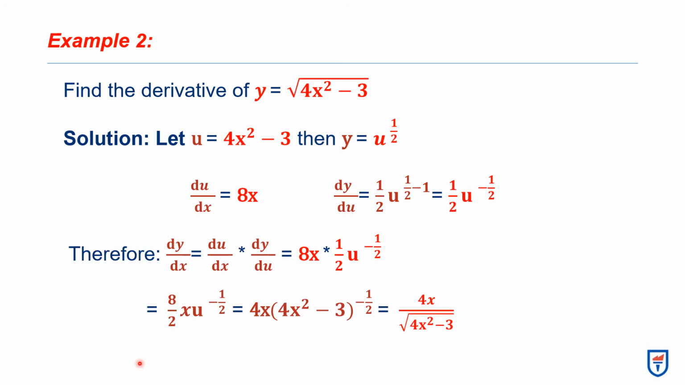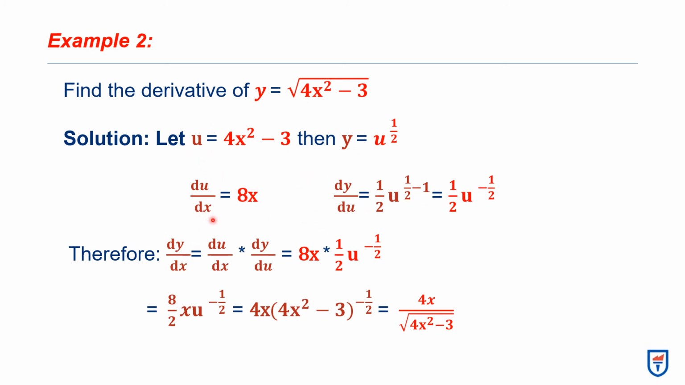Let's now look at our second example of solving a derivative using the chain rule. Here we have the question, find the derivative of y is equal to the square root of 4x squared minus 3. Here we identify our inner function, which is 4x squared minus 3, and our outer function. We let u be equal to the inner function, 4x squared minus 3, and then our outer function becomes y is equal to u to the power half. Now we differentiate our inner function u in terms of x.